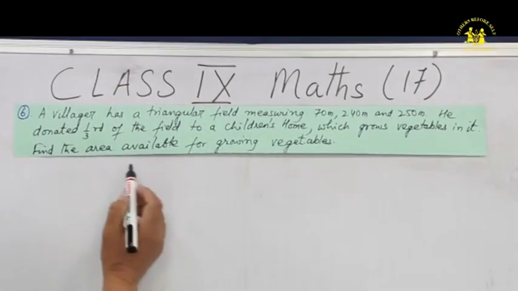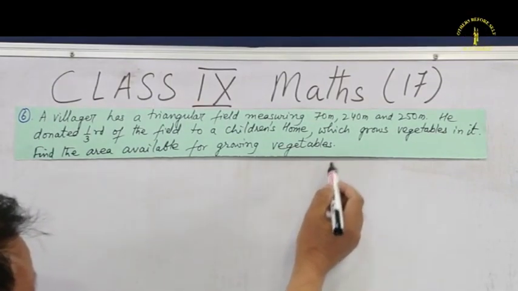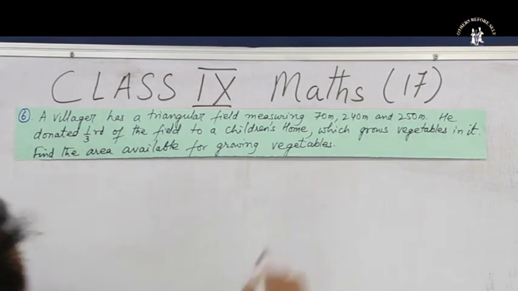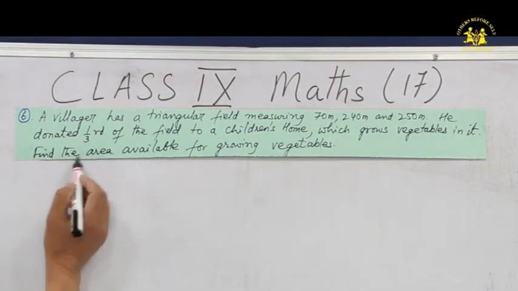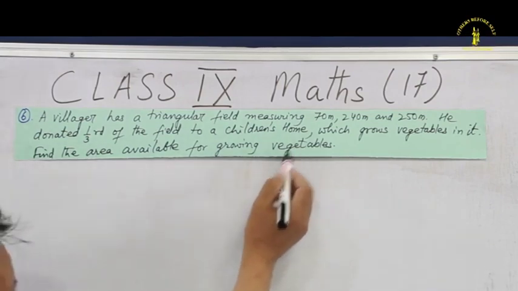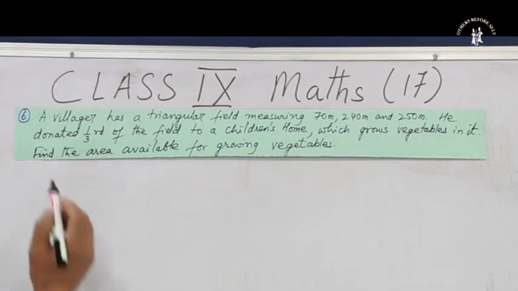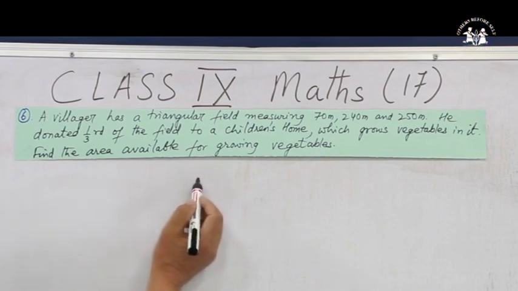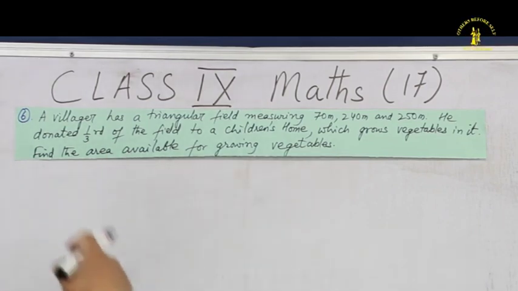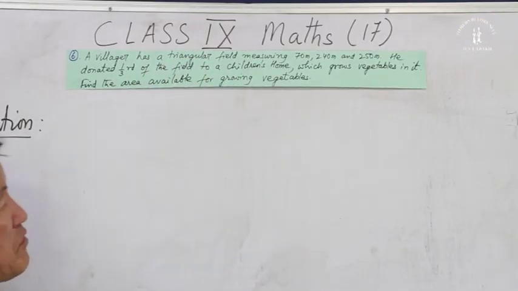A villager has a triangular field measuring 70 meter, 240 meter and 250 meter. He donated 1/3 of the field to a children's home which grows vegetables in it. Now the question is, find the area available for growing vegetables. That means you have to find 1/3 of the area of this triangular field.